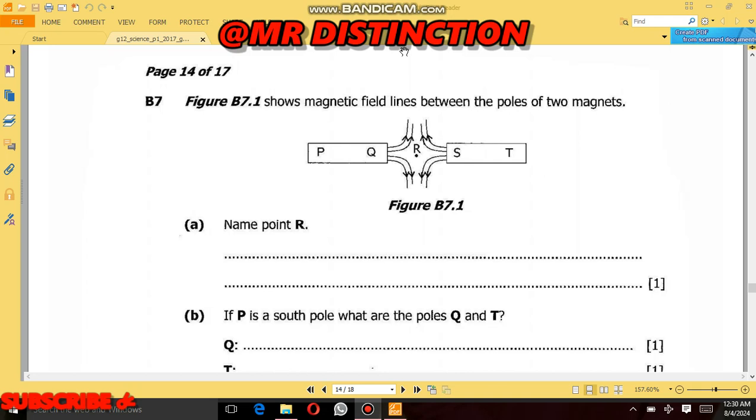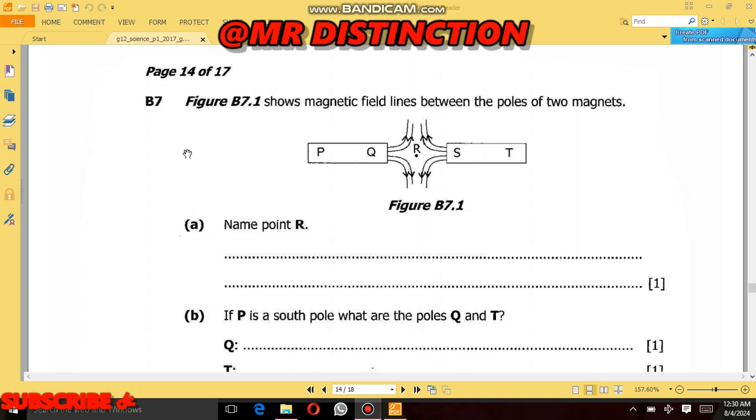In today's video, I'm sharing with you question 7B of Science Paper 1, 2017 GCE. This question was based on the topic called magnetism. Okay, let's go to the question. Question B7 reads: Figure B7.1 shows magnetic field lines between the poles of two magnets. So we have been given these magnetic field lines between the poles of two magnets. We have this magnet and this magnet.